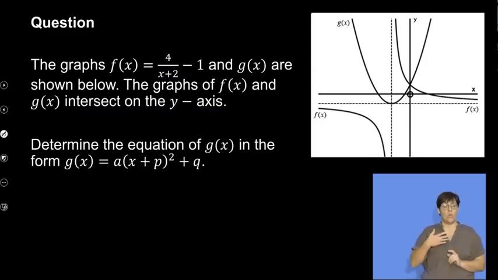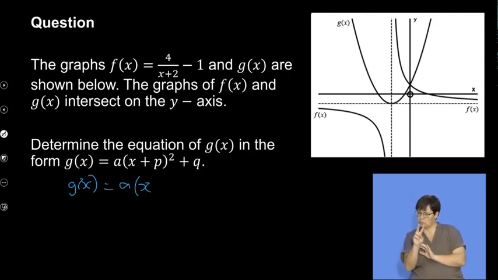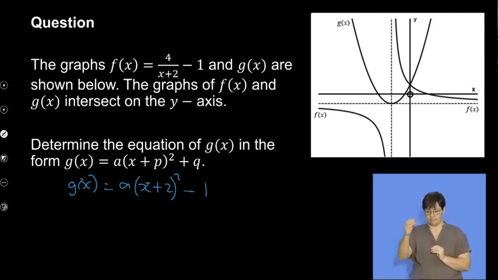Now, the very first question is they want us to find the equation of g of x. So it will just quickly be g of x equals a into x. I know that my turning point is at minus 2 and minus 1. So this will therefore be plus 2 all squared minus 1, right? And then I substitute any point that I can find on this particular graph, which is where they're intersecting there, right? So in order to find the value of a, I will need you to see what this point is going to be. And that point will be the same as the y-intercept of the graph of f.